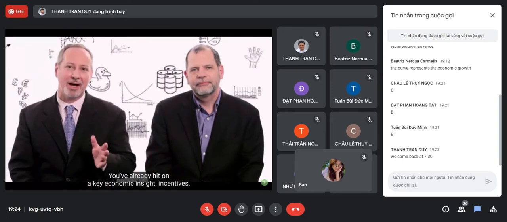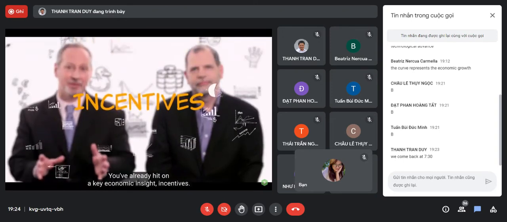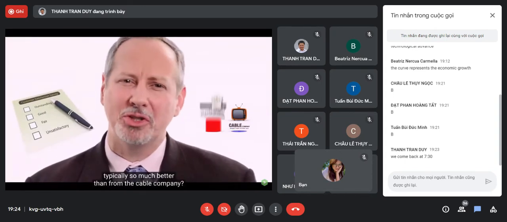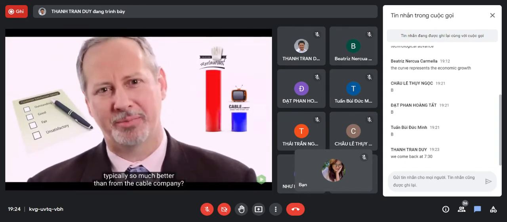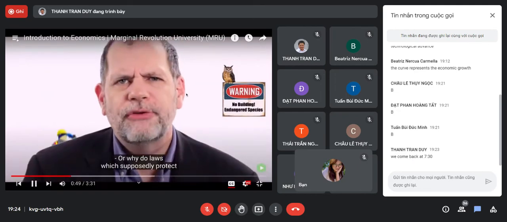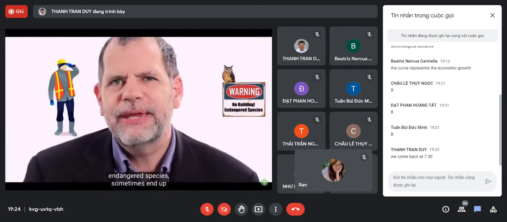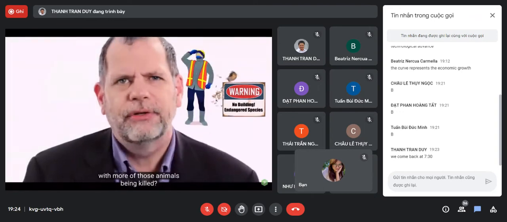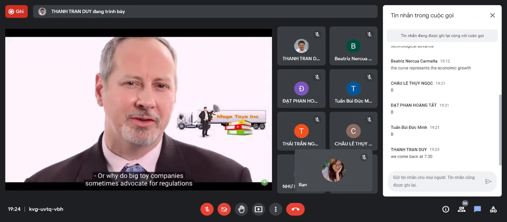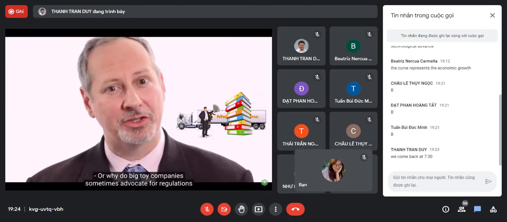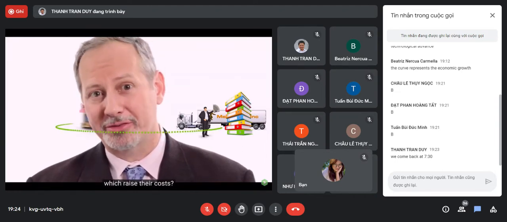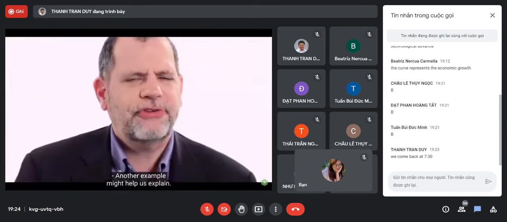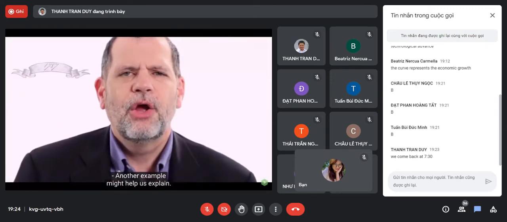You've already hit on a key economic insight: incentives. For example, why is the service at a local restaurant typically so much better than from the cable company? Or why do laws which supposedly protect endangered species sometimes end up with more of those animals being killed? Or why do big toy companies sometimes advocate for regulations which raise their costs? Incentives are the key. Another example might help us explain.